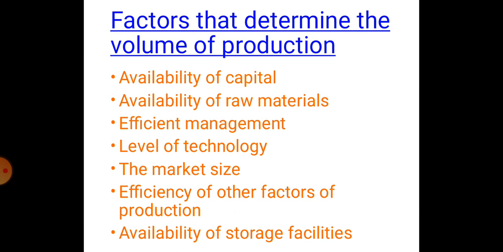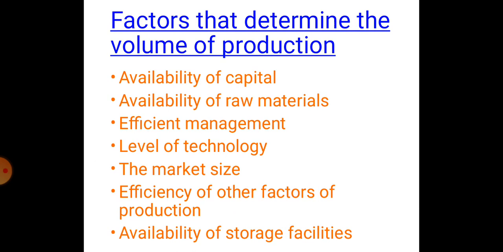Number one, availability of capital. If there is sufficient capital for investment purpose, then the volume of production will increase. Financial resources are needed to purchase plant and machinery, equipment, and raw materials, which are required for productive activities. They are also needed for day-to-day running of the business.